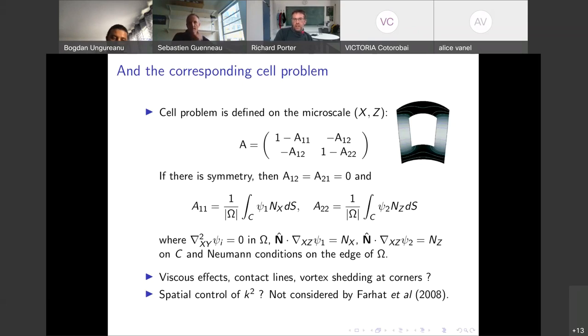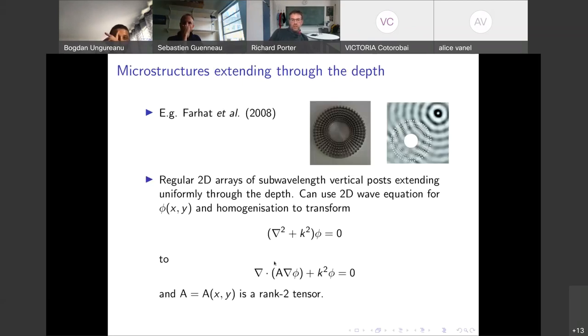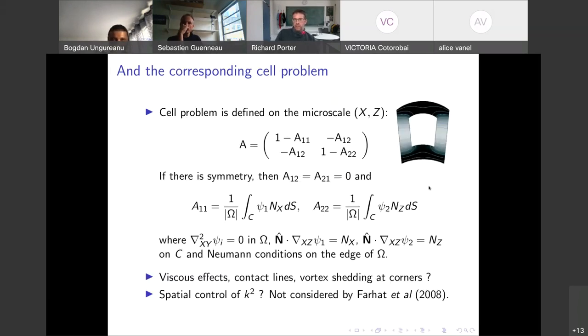In terms of cloaking, I should also mention that you need to do two things with cloaking. You need to be able to switch on anisotropy, so you need to be able to have spatial control of anisotropy of this particular term here, but you also need spatial control of this term here. In this particular paper, they didn't mention that, but there's a dimension in this problem that you could alter in order to have spatial control of that, and that would be the depth.